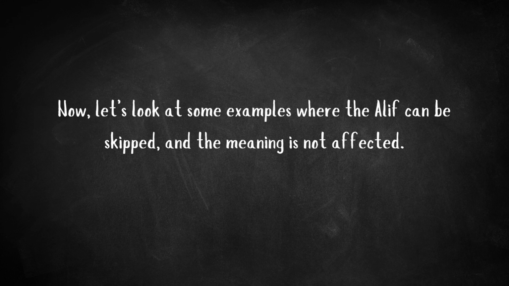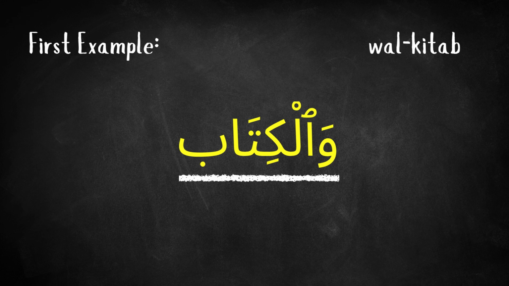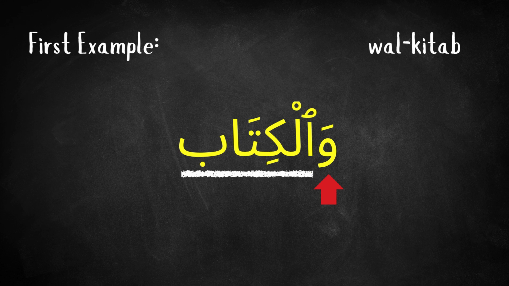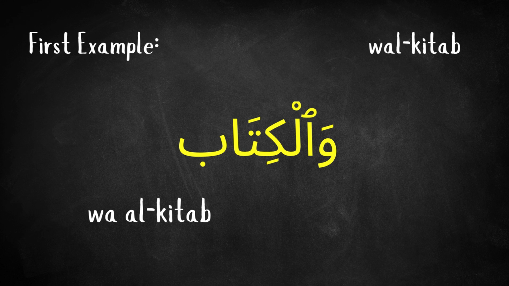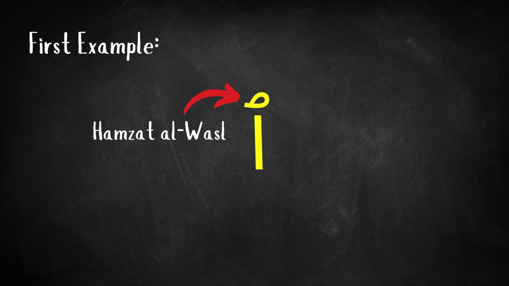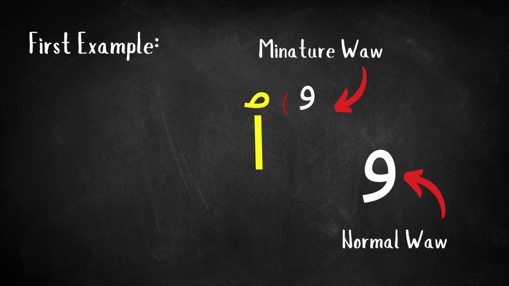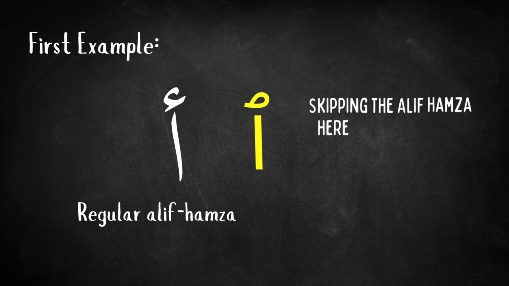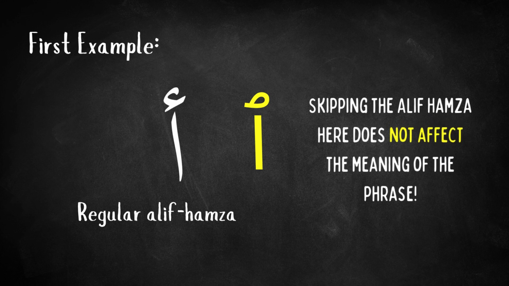Now let's look at some examples where the alif can be skipped and the meaning is not affected. First example, wal-kitab, meaning and the book. When you add waw before al-kitab, the alif hamza sound is skipped. Instead of saying wa al-kitab, the sound flows smoothly from wa to kitab. The symbol Hamzat al-Wasl, which looks like a miniature waw, replaces the regular alif hamza to facilitate smoother pronunciation. Skipping the alif hamza here does not affect the meaning of the phrase.